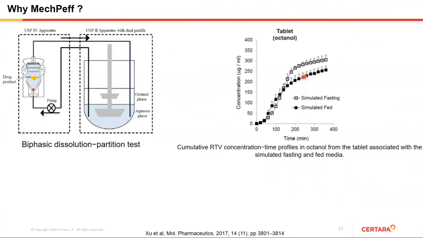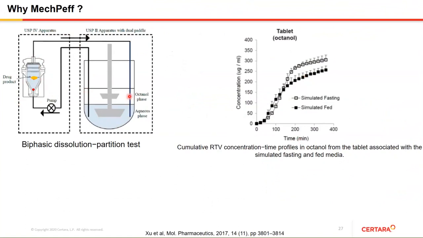So this is another set of interesting experiments which were done by Zhu et al. They used a USB4 apparatus, which has a gastric compartment. They dissolved the drug for 30 minutes in this compartment, and then they introduced the dissolved and the undissolved particles into this aqueous phase. The aqueous phase they tested was fasted intestinal fluid as well as fed intestinal fluid.